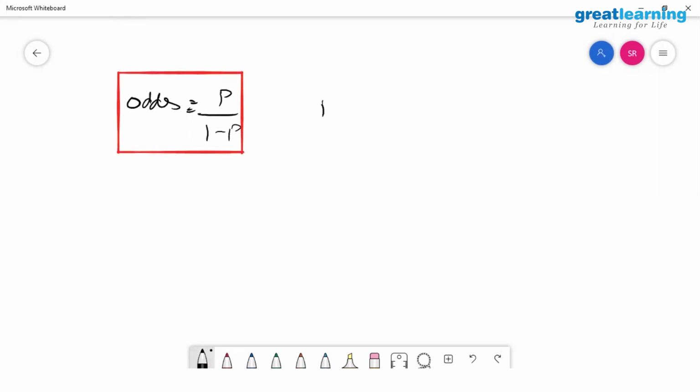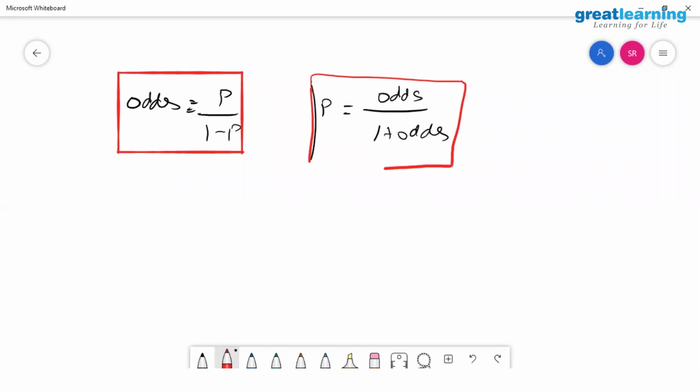Now, what is the probability? Odds divided by 1 plus odds. Yes, perfect. So wherever you go, whatever you do, don't forget this formula. This is very important. Forget all the complicated things, just remember this odds and probability.